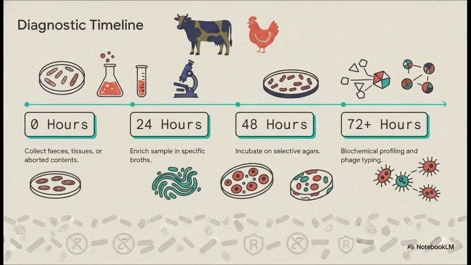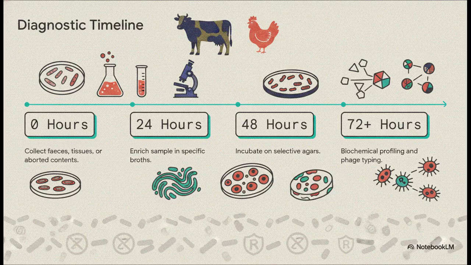So how do veterinary scientists act as detectives to confirm an outbreak? It's a very methodical, multi-day laboratory process. At 0 hours, you're collecting feces, tissues, or aborted abomasal contents. But because just a small number of bacteria might only mean the animal is a carrier, you have to enrich the sample for 24 hours in specific broths, like selenite F, Rappaport, or tetrathionate.